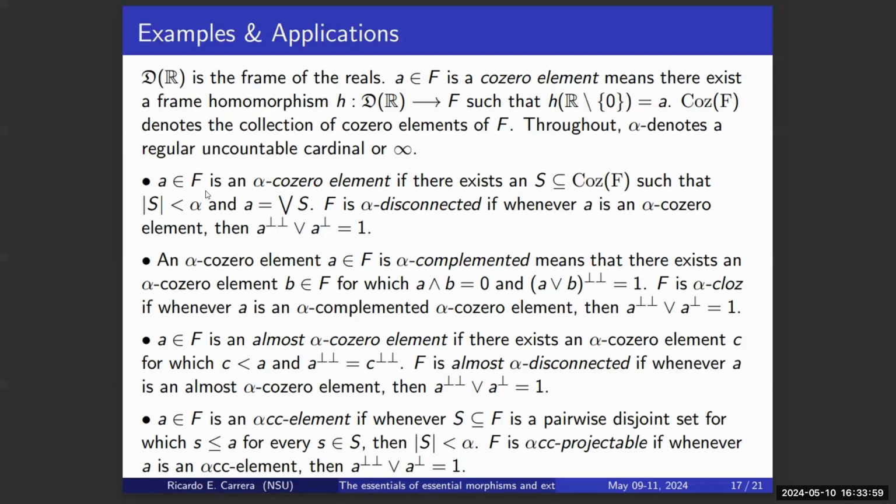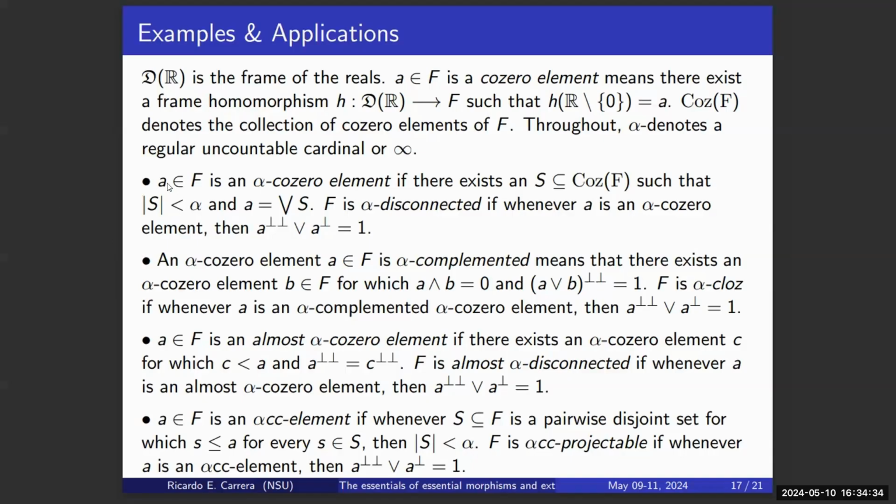So I just want to give a couple of examples here. DR is the frame of reals. An element A in F is a cozero element if there's a frame homomorphism h from D of R to F such that h of R minus 0 is equal to A. And coz F is going to denote the cozero elements of F. Throughout, alpha denotes a regular uncountable cardinal or infinity. Infinity means no constraints. A lot of this that I'm going to define here holds in a broader context, and some of it does not require the cardinal to be regular. But for simplicity, we're just going to assume all of that.